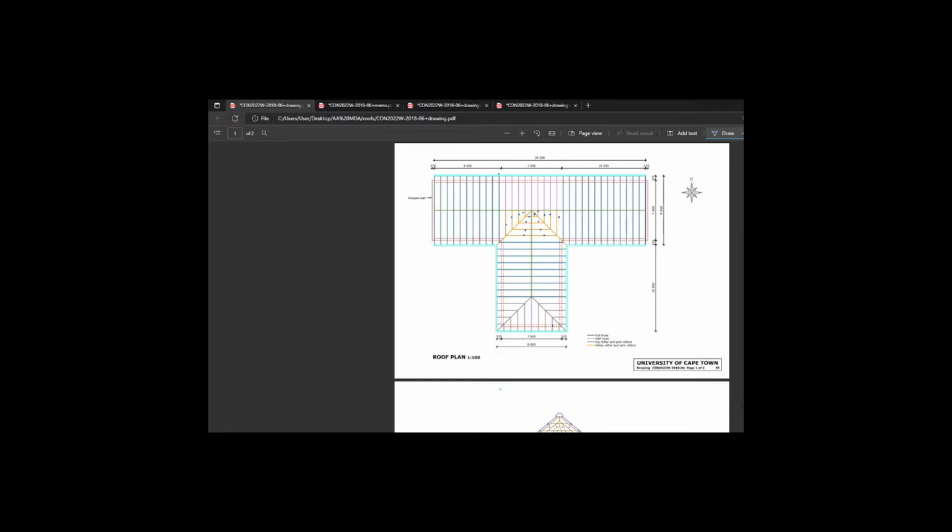Now, a little secret I picked up is that this green line here, for our purposes, is ridge. Now, a ridge is just an area. It's sort of a descriptive word. It's not saying there's anything there.